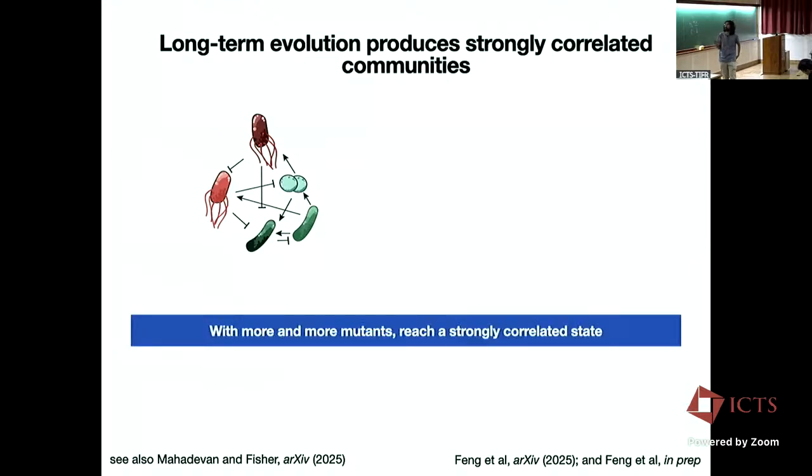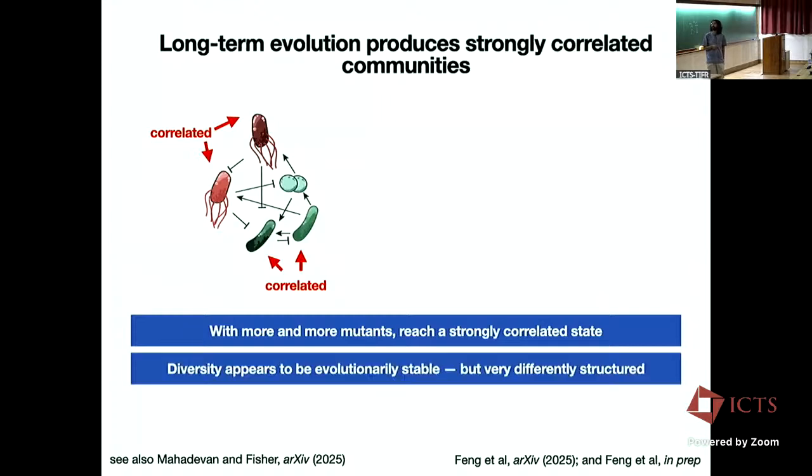And so what you typically find is that as you have more and more mutants, you reach a strongly correlated state. What I mean by this is that you end up with a community in which there are clusters of similar strains. So you can have clusters of these green guys, clusters of these red guys. And again, I don't mean spatial clusters, I mean clusters in phenotype space. You still observe that the diversity of the community appears to be evolutionarily stable. That is, the whole community doesn't collapse, but it's very different in how it's structured, in particular because of these correlations.